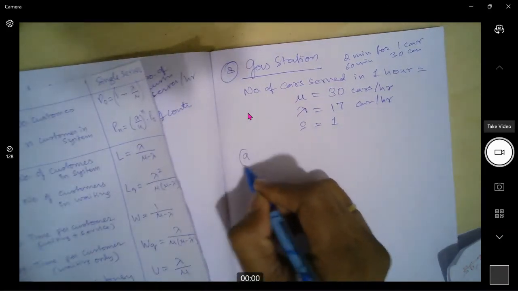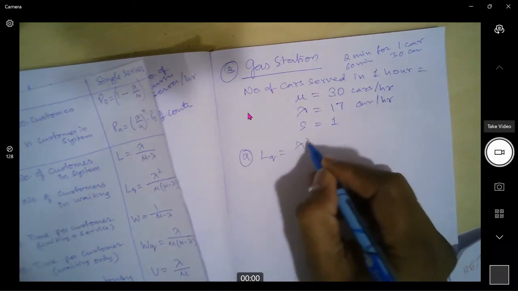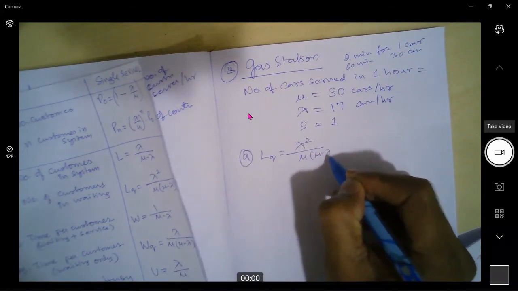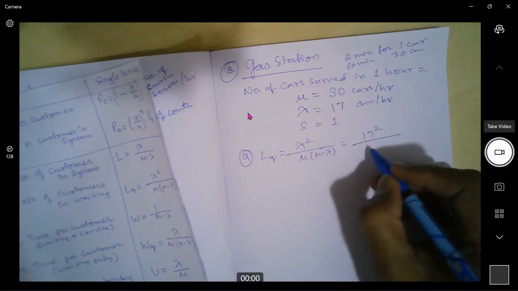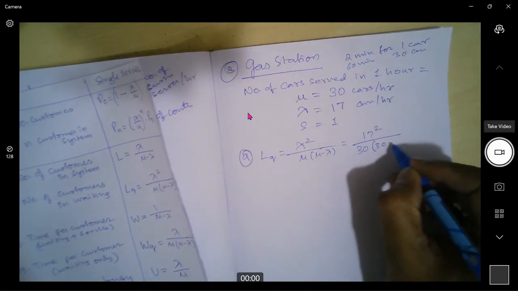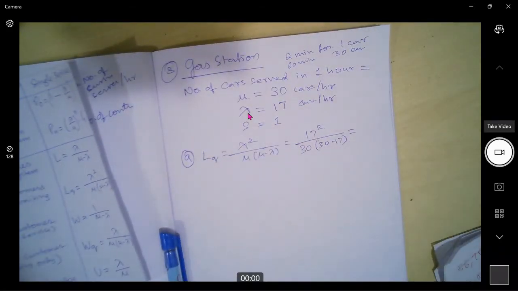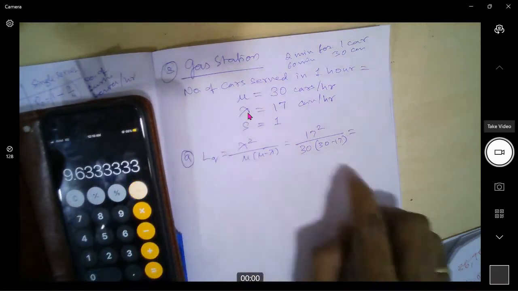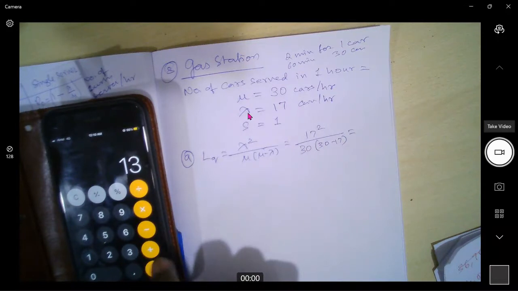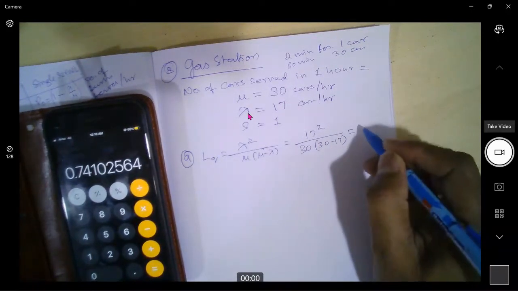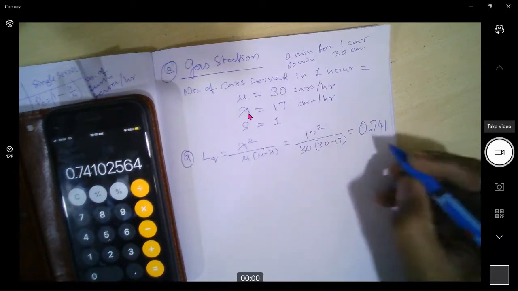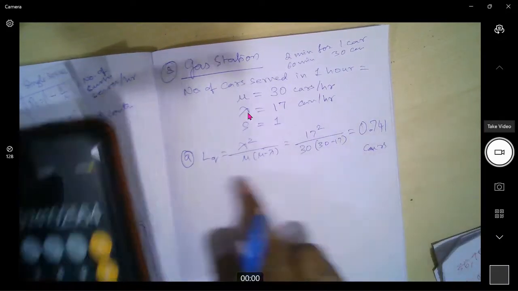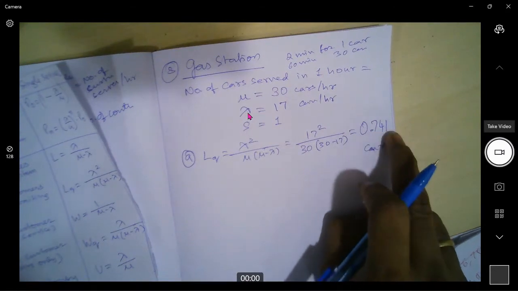So part A is Lq, that is nothing but lambda square by mu into mu minus lambda, that is 17 square by 30 into 30 minus 17. So 17 into 17 divided by 30 divided by 13, which is 0.741 cars. So what it says is the number of cars waiting in the queue is 0.741 at any point.